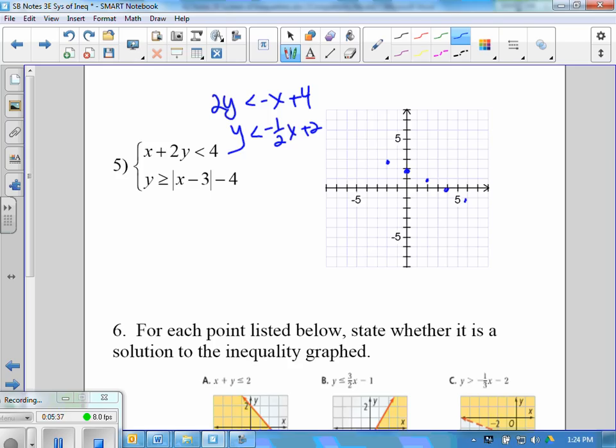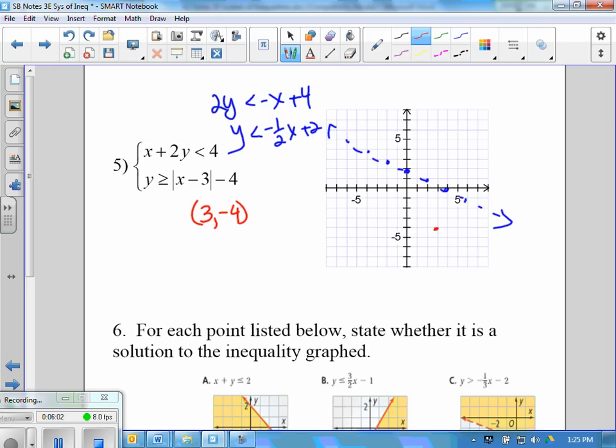And think about solid versus dotted. This should be a dotted line. And our shading would be below this line. Now let's look at our absolute value. Think carefully about where your new origin point would be. Based on our translations, this would be at 3, -4. So we're going to place our point at 3, -4.